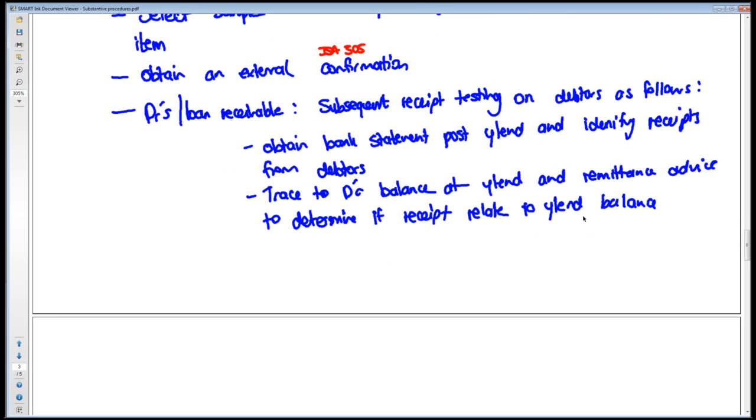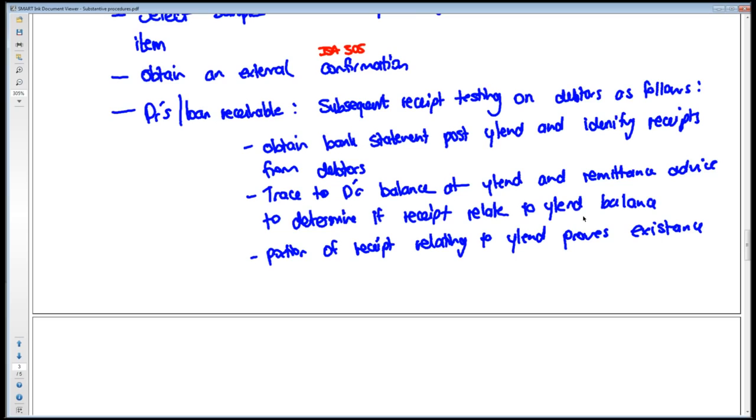And whatever portion of the receipt relating to the year-end balance proves existence. So, take the bank statements after year end. Identify any payments received from debtors after year end. Trace it to the debtors ledger to see that that's been removed from the debtor, but also then to the remittance advice to see which invoices he's settling. I can then see the invoices on the debtors ledger. I can see them on the remittance advice. I can see which of those invoices relate to his year-end balance, and that proves that that portion exists.